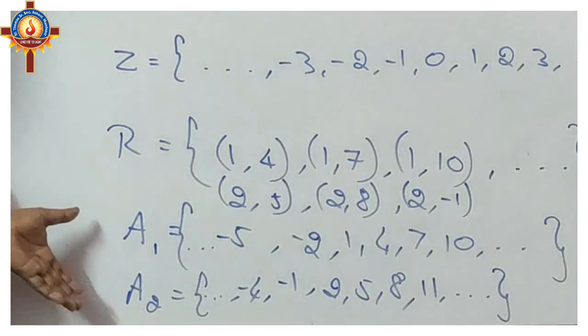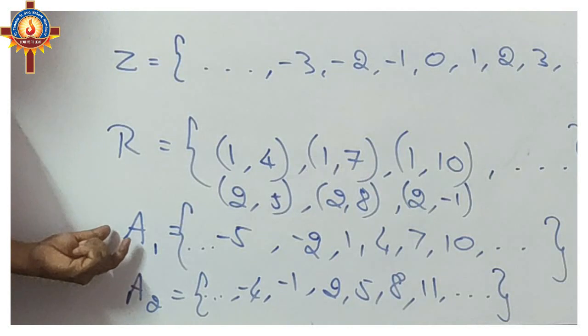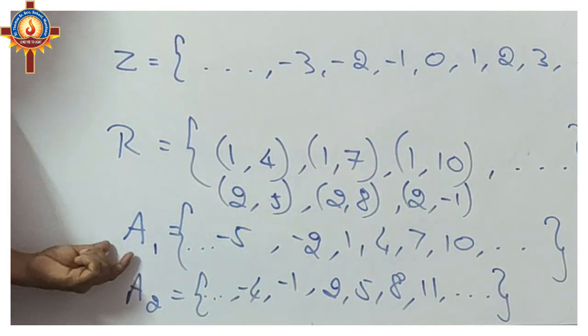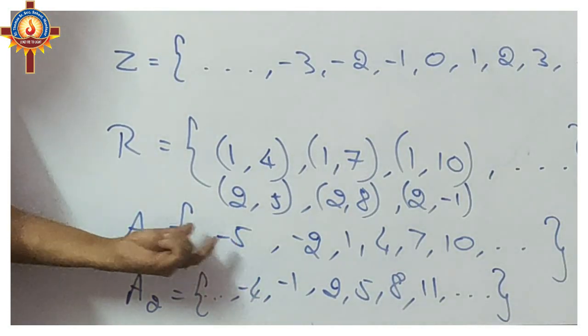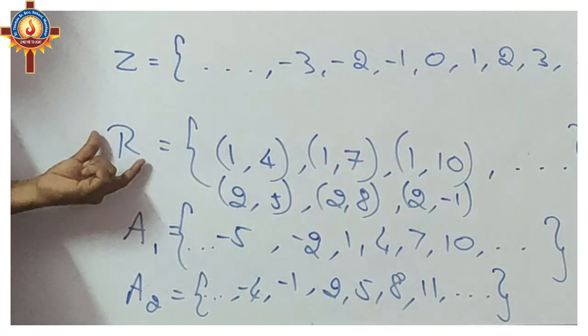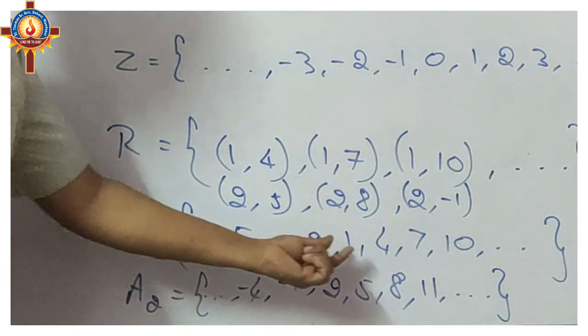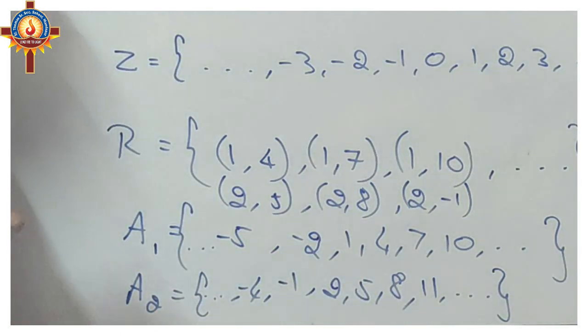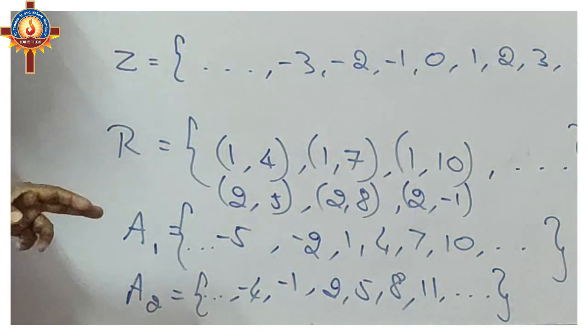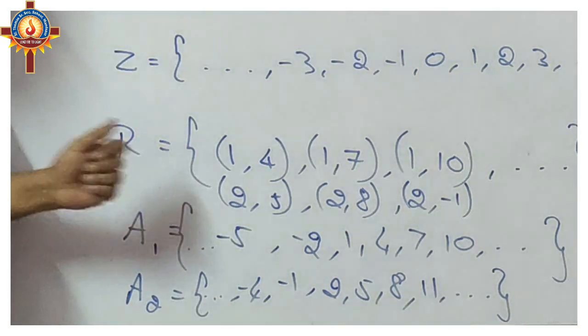So what is the speciality of these sets? If you take any two elements of this set A1 and form an ordered pair, then it belongs to R. If you take minus 5 and 4, yes, minus 5 minus 4 is minus 9. If you consider (4, minus 5), 4 minus minus 5 is 9. It also belongs to R.